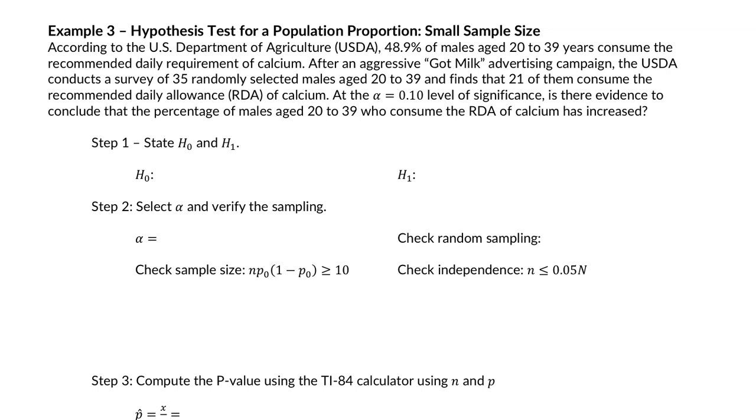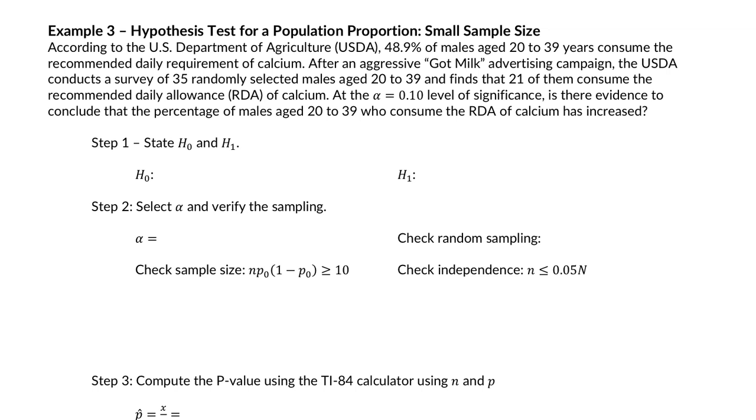The USDA conducts a survey of 35 randomly selected males aged 20 to 39 and finds that 21 of them consume the recommended daily allowance of calcium. At the 0.10 level of significance, is there evidence to conclude that the percentage of males aged 20 to 39 who consume the RDA of calcium has increased?